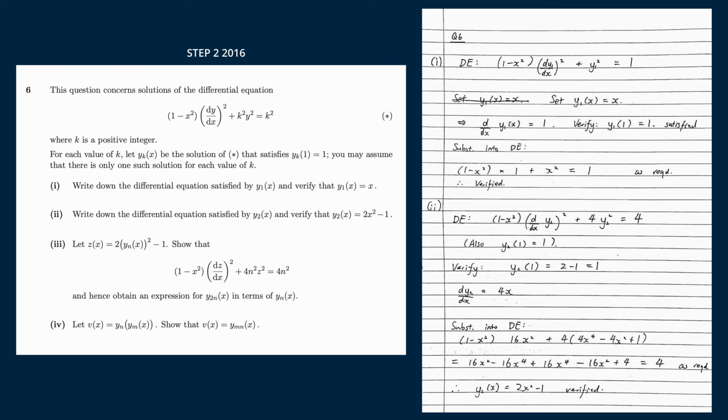So this is a really interesting question. We consider a family of differential equations, by which I mean for each choice of positive integer k, the differential equation star is really a different differential equation. And we define for each value of k, yk to be the solution of that differential equation passing through the point 1, 1. Crucially, in the preamble to the question, they tell us that we can assume that there is only one such solution for each value of k.